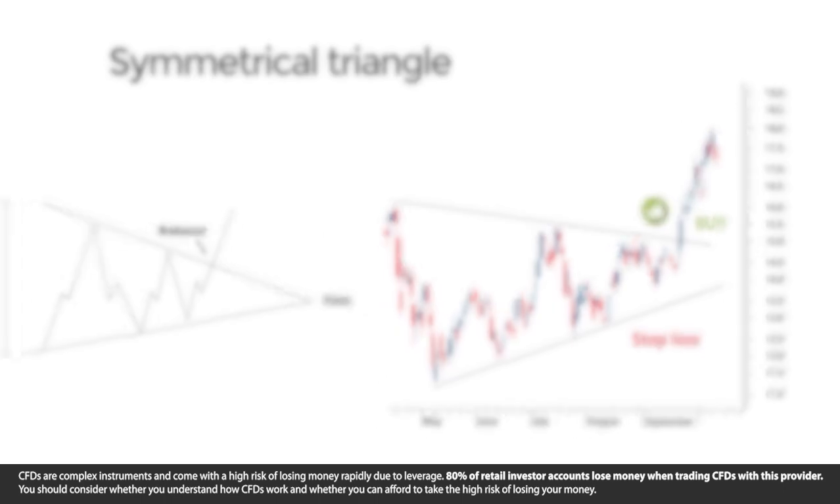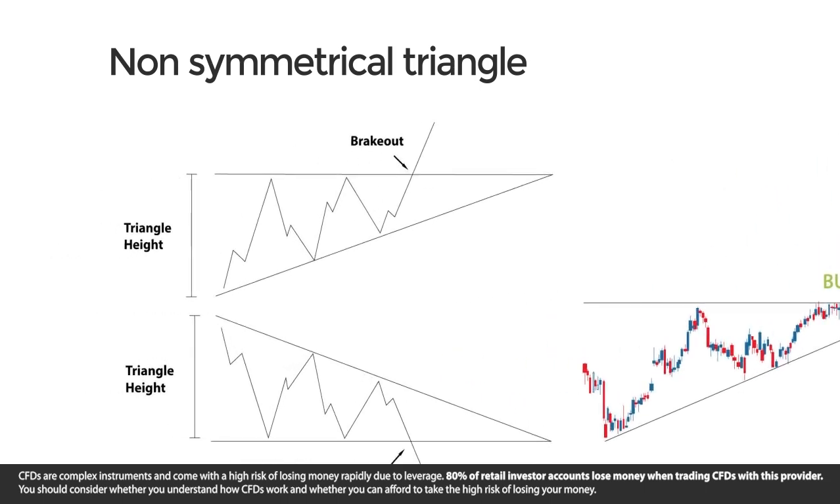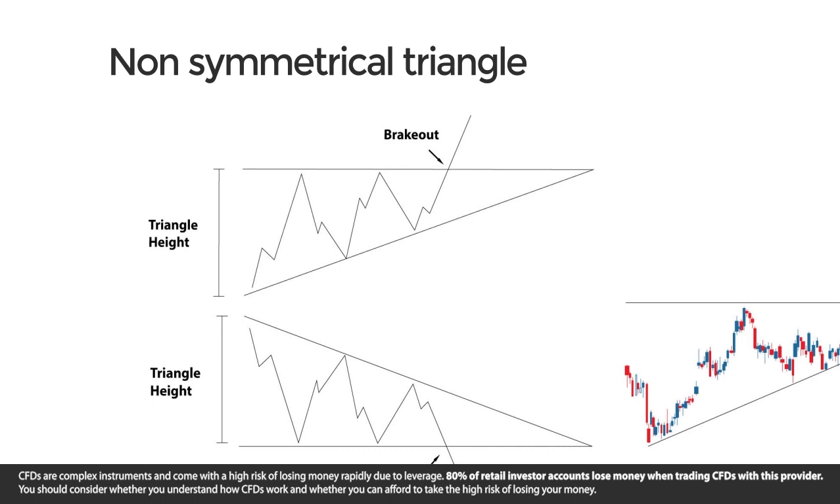The next pattern we will examine is non-symmetrical, i.e. a right-angled triangle pattern. In this pattern, one of the two trend lines is horizontal, so the triangle can be asymmetrical, facing up or facing down. In this case, we have two possibilities. The upper horizontal line could be broken, which signals an uptrend, or a lower horizontal line could be broken, signaling a downtrend.